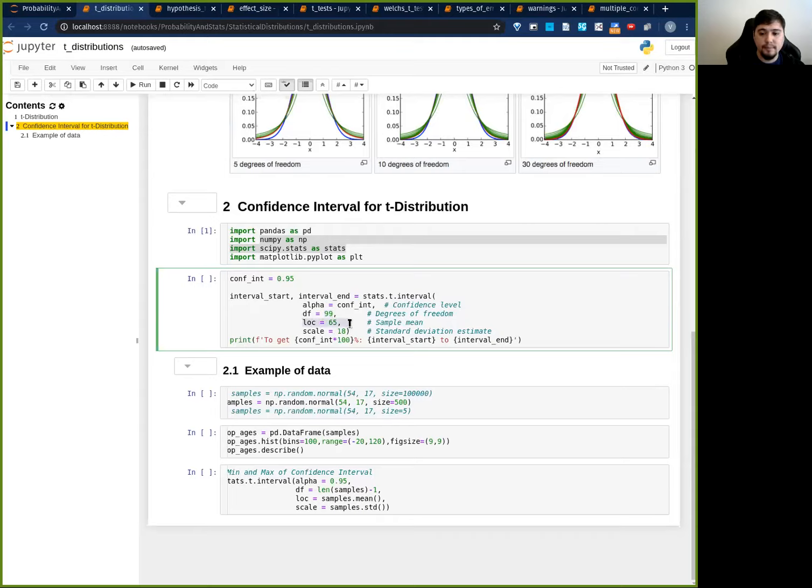The sample mean is the mean when we actually took the 100 people and sampled them. In this case, it's 65, whatever you measured. And then the scale is the standard deviation estimate. That estimate is partially represented by how many people you have; if you have more people, your estimate will actually be smaller. The way we get this value is to ask what the standard deviation of our sample is.